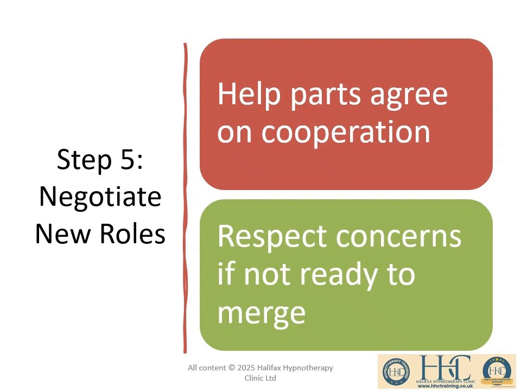Step 5. Negotiate new roles or integration. Here, you help the parts agree on a new way to cooperate. You can ask if they would be willing to integrate into a new single part that can fulfill all the positive intentions in harmony. If a part isn't ready, you must respect that and explore its concerns further.